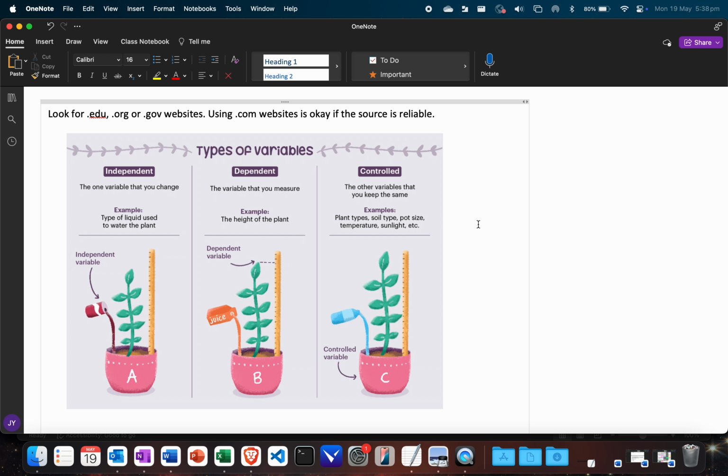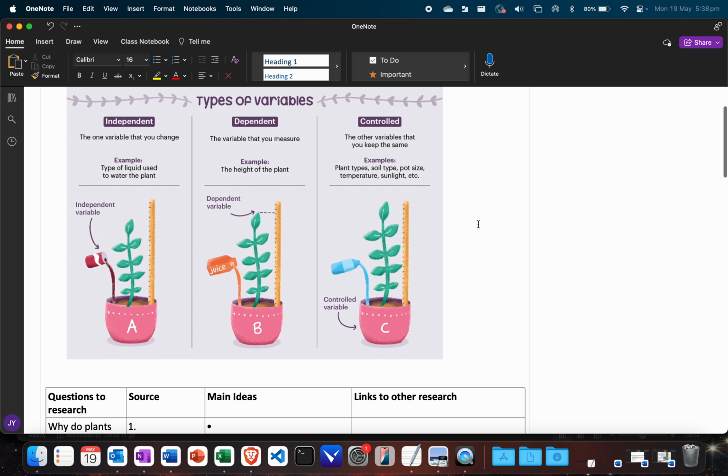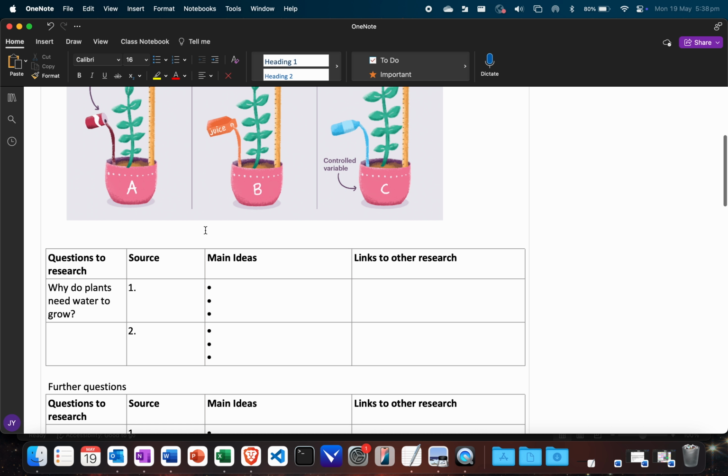Now, using .com websites is possibly okay, but you just need to make sure that you're checking the reliability of the source. So, looking at this experiment where we're changing the type of liquid used to water a plant and seeing how high it grows, what might be some background research that I need to conduct?